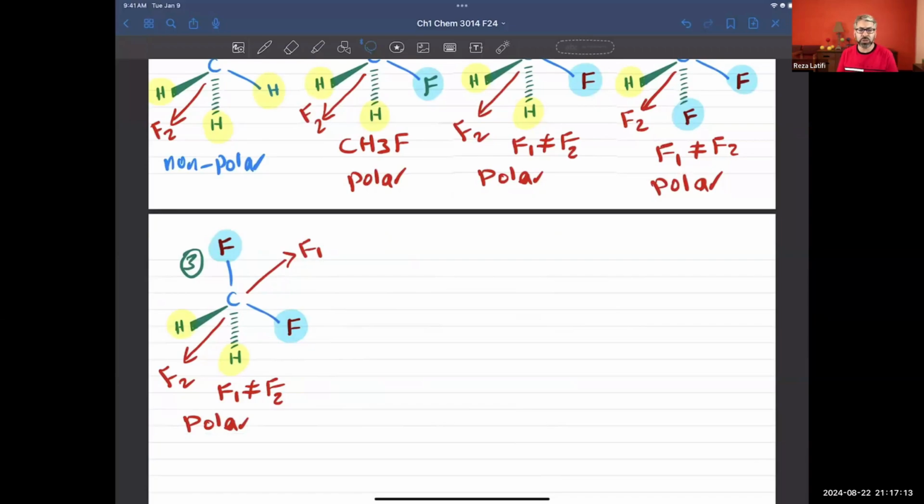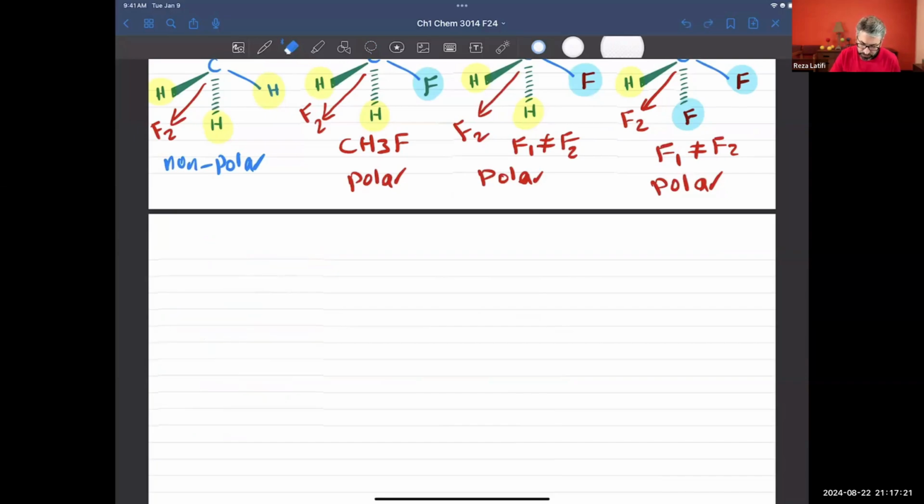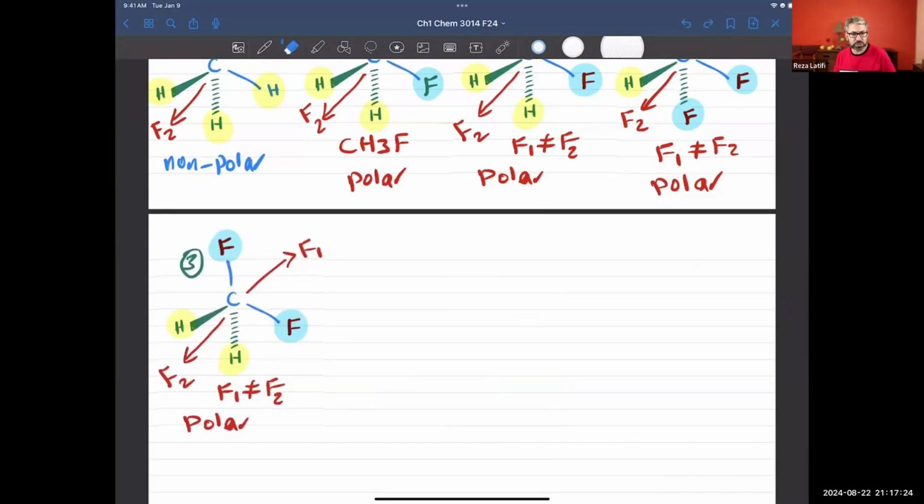So I want you to change your vision. The way I'm going to ask you to look at it, imagine you are looking at the molecule from here, either here or from here. It doesn't matter which side you are using. Say we are looking from this side. What do I see? I see hydrogen and a fluorine.